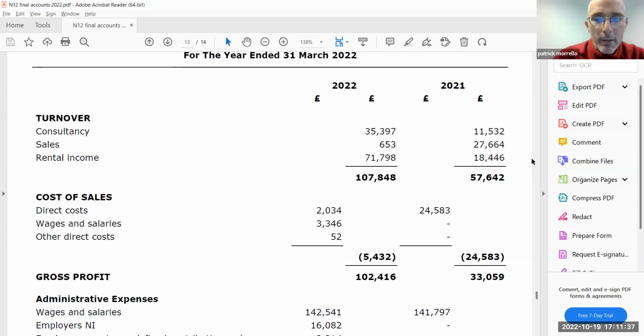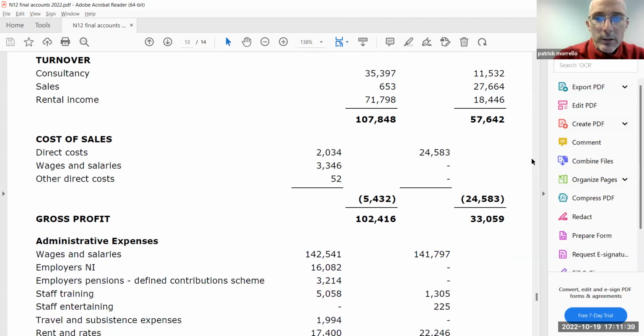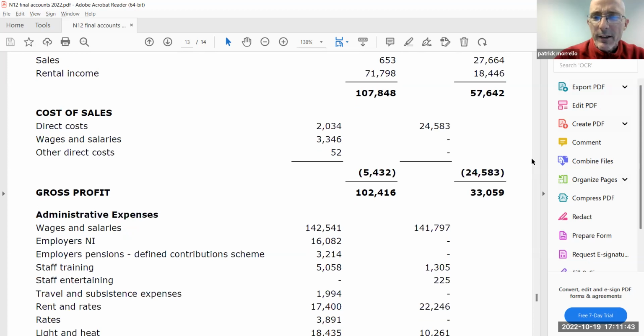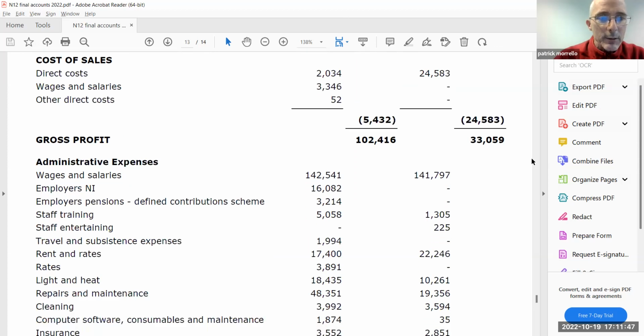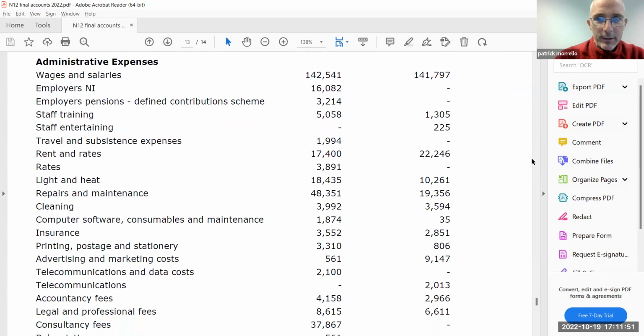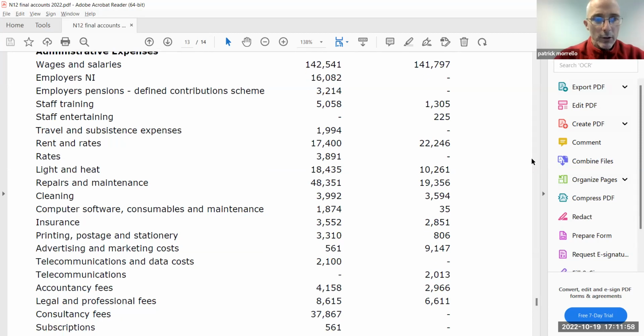And then direct costs is just a few bits of consultancy, I think, that relate to the consultancy sales. And all the main expenditure here is listed under administrative expenses. So obviously the headline figure is wages and salaries. And then the other costs are broken down. I think that's fairly self-explanatory. They are what they say they are.